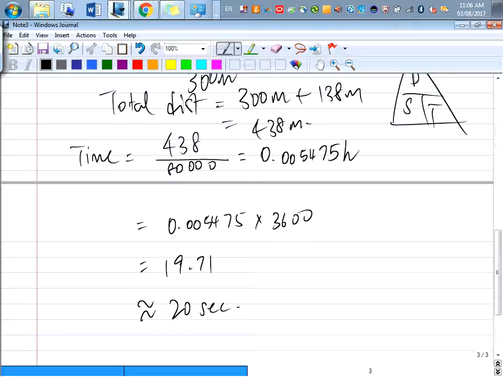Yes? Say again? Yes, as long as it is more than one mark, there will be method marks allocated to it. When I mark, I didn't care. You either get wrong or right.